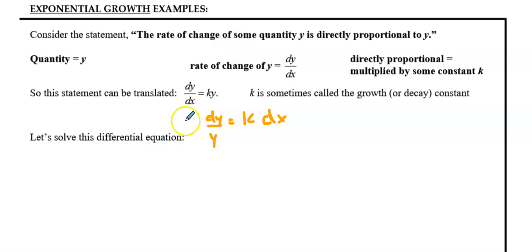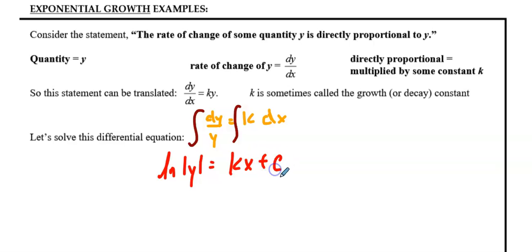And just like in previous videos, we are going to integrate both sides, which is pretty easy to do. We know that this is going to be the natural log, right? It's 1 over y to the first power. So this is going to end up being the natural log of the absolute value of y. And when we integrate some constant k, it's just going to be kx, and then plus a c.